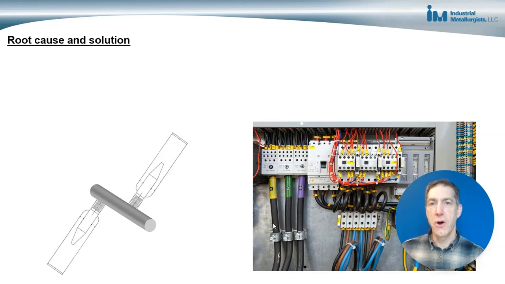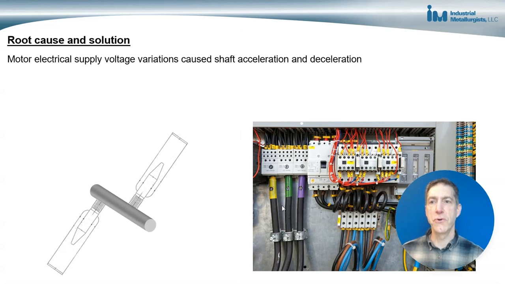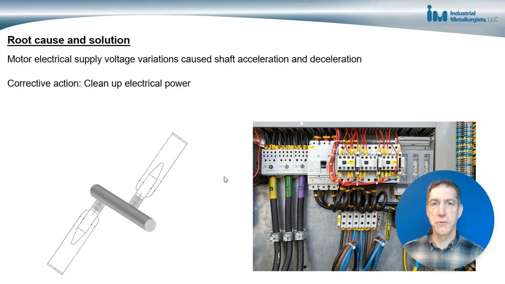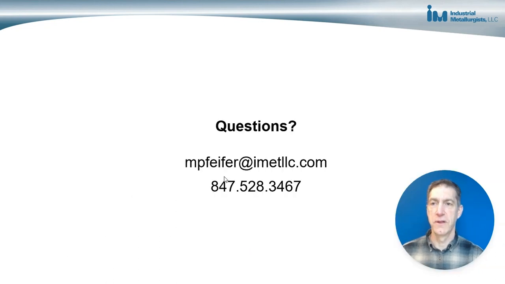So the root cause, I did some further investigation and found that the variations in the motor electrical supply voltage can cause shaft acceleration and deceleration. It was determined that there were some very large voltage swings in the electricity provided to the drying equipment. So one of the fixes was to clean up the electrical power so that there weren't the large swings in voltage and the large accelerations and decelerations that were causing the stresses that were resulting in fatigue cracks forming and growing in the metal. So that's an example of a problem, and that was a problem and a project.